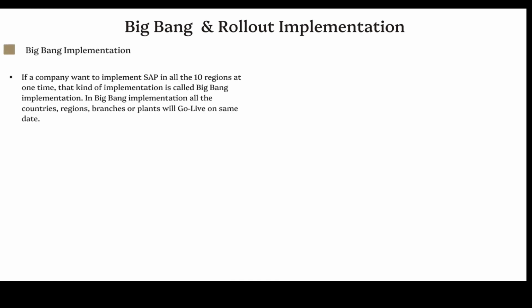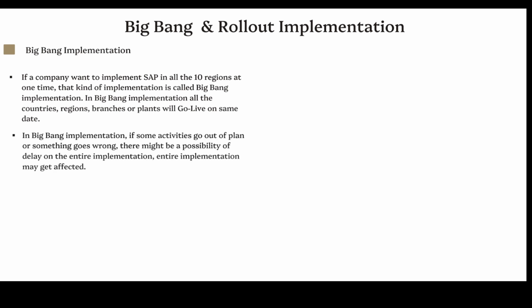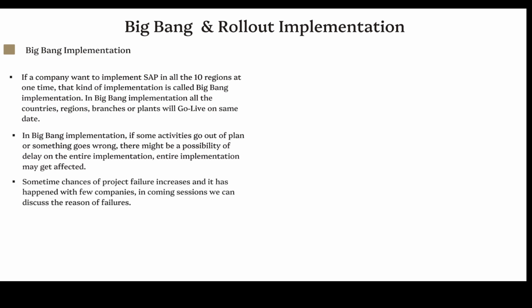There's something called Big Bang implementation. Big Bang implementation means, for example, the Samsung company has 10 offices, 10 branches, or plants in 10 regions, and it has business in say more than 10 regions. If they want to implement SAP in all the 10 regions at one time, that kind of implementation is called Big Bang implementation. In Big Bang implementation, all the countries, regions, branches, or plants will go live on the same date.